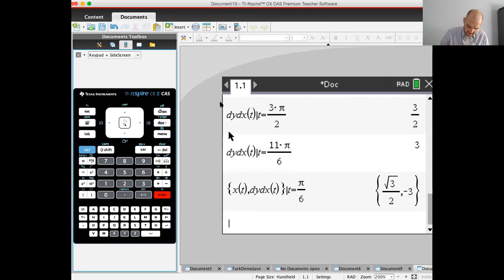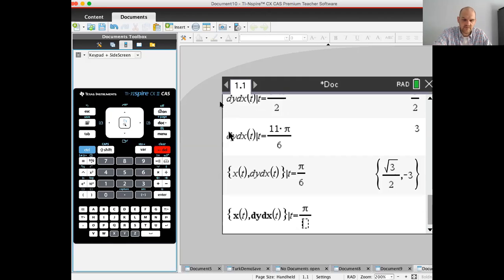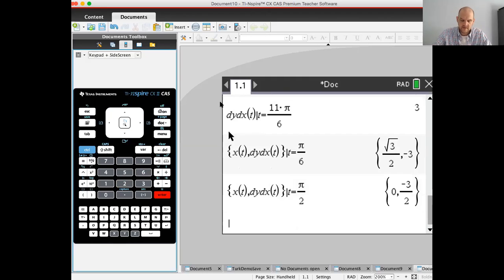So at pi over 6, we get y minus 0 equals the slope, which is -3, and then x minus radical 3 over 2. All right, and then we're rolling. So pi over 2. Is there a lack of symmetry? No, there's not. Pi over 2. The slope is -3/2, and then x minus 0.